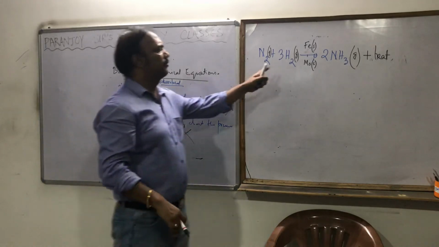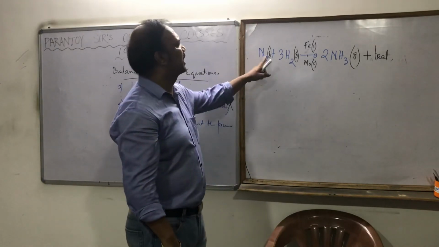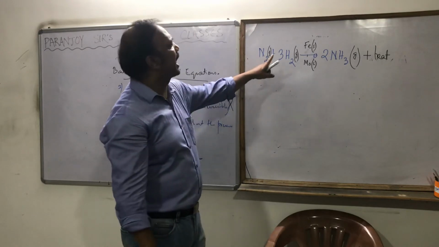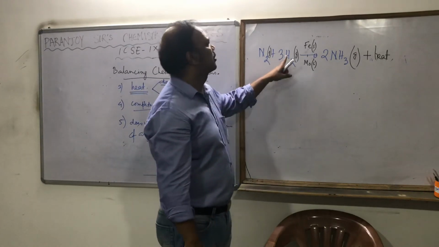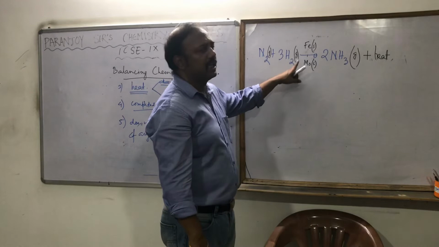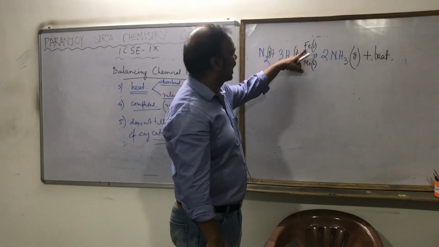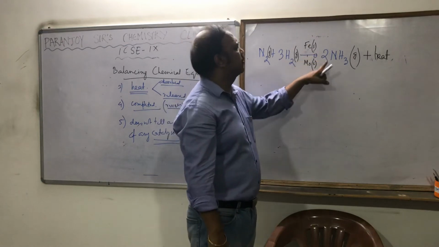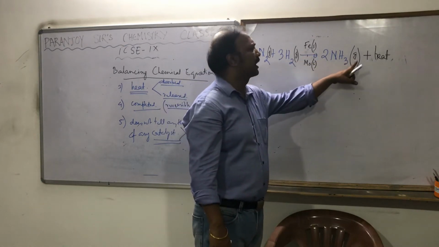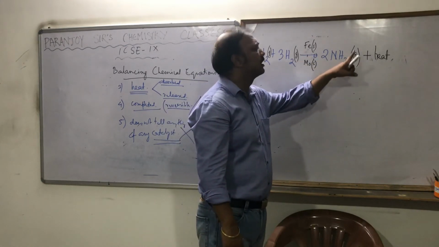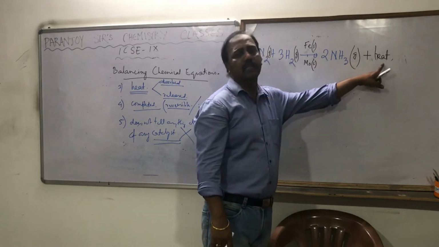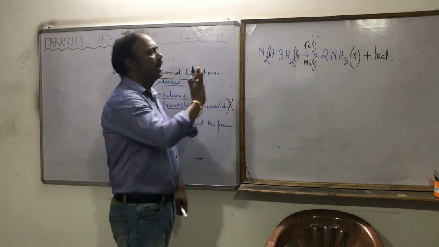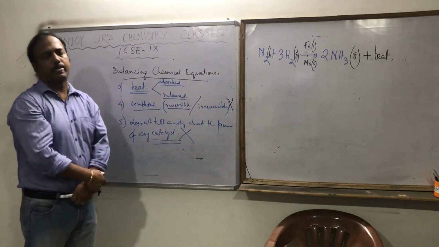Now from this equation, what can we say? That one molecule of nitrogen gas reacts with 3 molecules of hydrogen gas in the presence of iron catalyst and molybdenum catalyst, producing 2 molecules of ammonia gas, and during the reaction heat is released. Yes, so much information I could tell from this symbol.